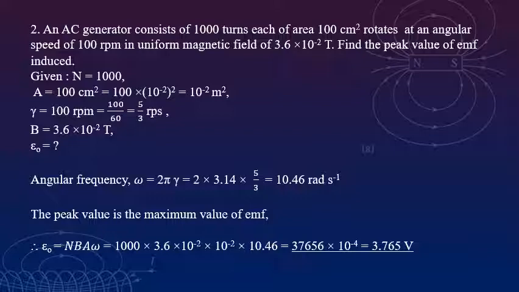On calculating angular frequency omega, omega is equal to 2 pi nu, which is equal to 10.46 radian per second. The maximum value of EMF, or the peak value, is equal to NBA omega. On substituting for N, B, A and omega, the value of epsilon naught is equal to 37656 into 10 power minus 4, which is equal to 3.765 volts.